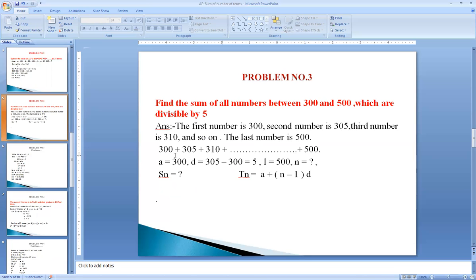If the first number is 300, first we have to check 300 divided by 5. If we get an exact value, then it will be there in the series. If it is not there, meaning we get decimal fractions, then it is not a term of that series. So 301, 302, keep on checking all the numbers.